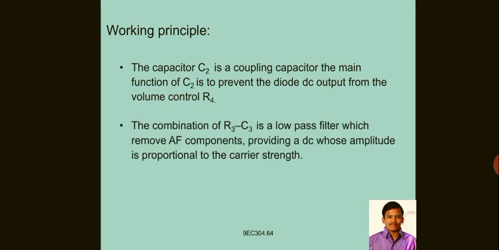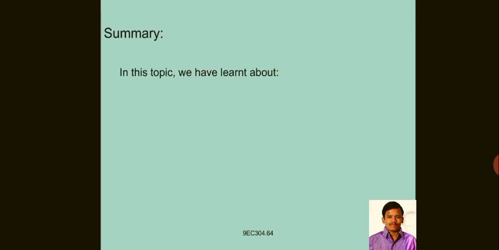The combination of R3 and C3 is also a low pass filter which removes AF components, providing a DC whose amplitude is proportional to the carrier strength. This DC voltage will be used for AGC. So this is about the practical diode detector.